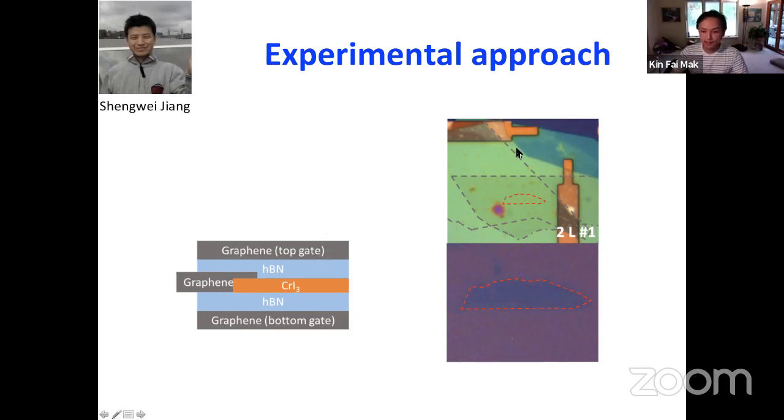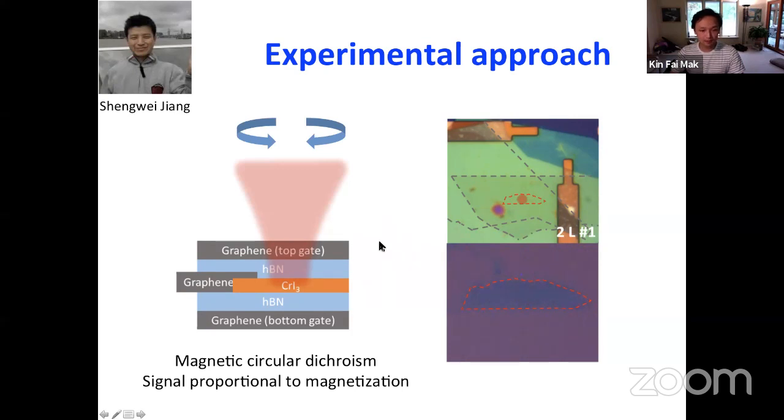Okay. And on the right, it shows an image of the finished device. The gray dashed line here is just outlining the location of the graphene gates. And this is a zoom-in view of the sample, which is a bilayer chromium iodide. And in our experiment, we shine light into the sample.